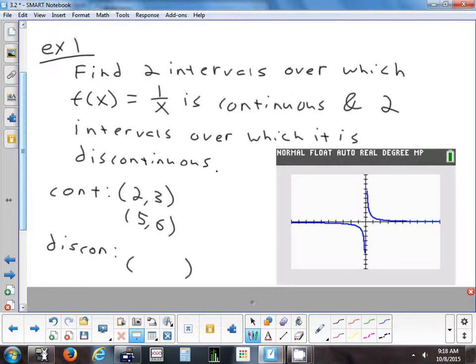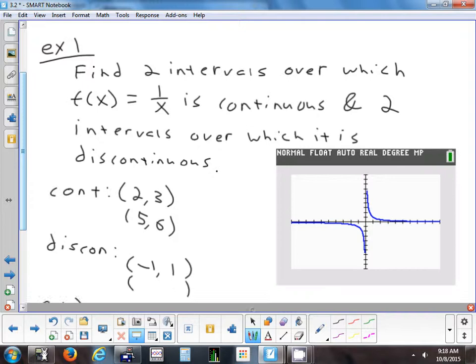Somebody give me an interval that I could not trace. -1, 0. Well, 0 is undefined, so let's just go beyond 0. -1 to 1. Any interval that goes through 0, you cannot trace. Anybody give me one more? -2 to 3. Yep. You cannot trace from here to here without lifting your pencil. Okay. So any questions on continuous versus discontinuous intervals?